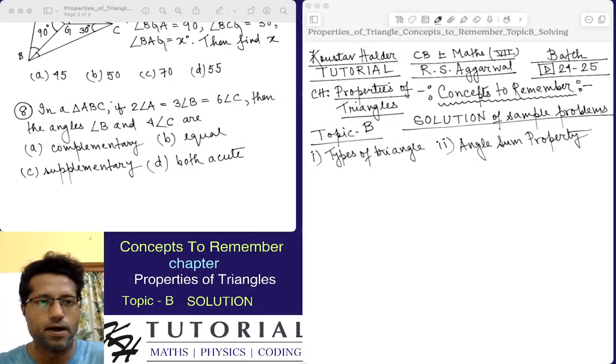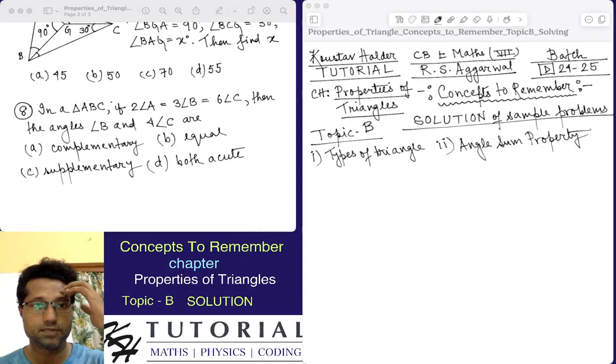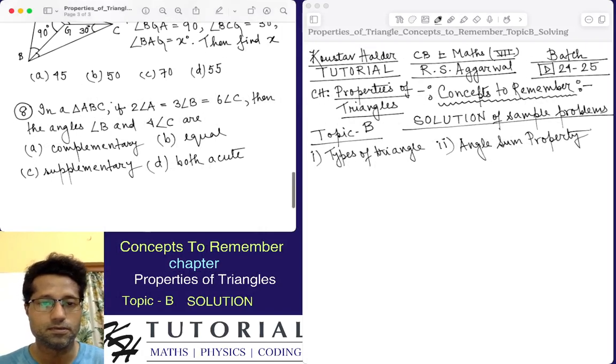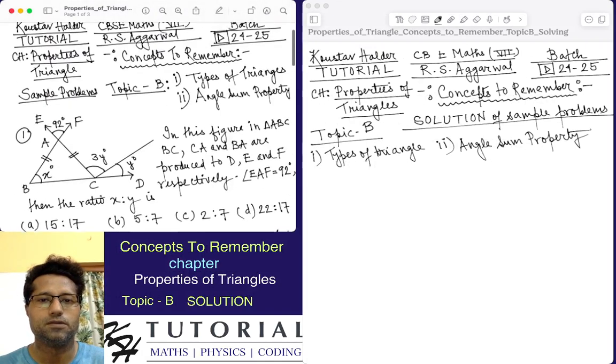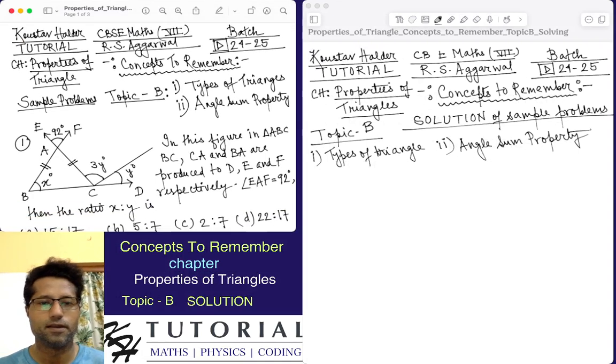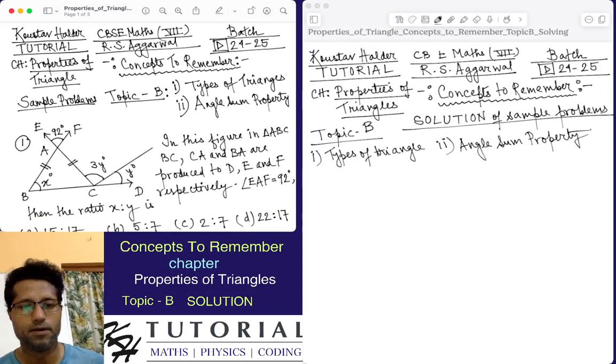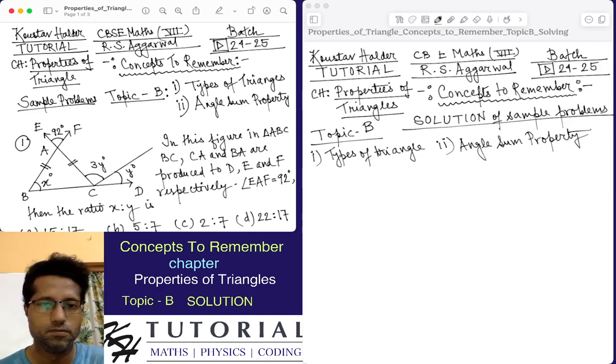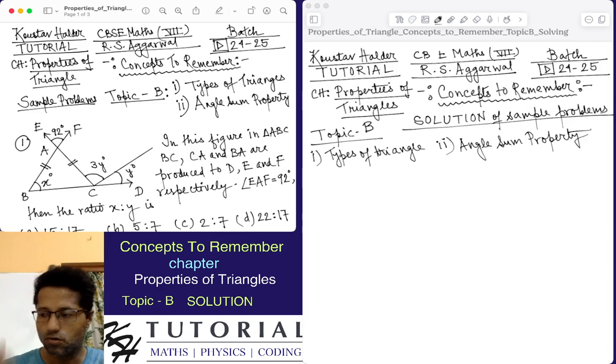Okay, so I have the sample problems on the left hand side. There are 8 questions and I will solve these problems on the right hand side. It is highly recommended that you try to solve the sample problems of every topic yourself first, and if you are stuck at any problem, then you can refer to these solution videos. Okay, so let's start solving the problems.